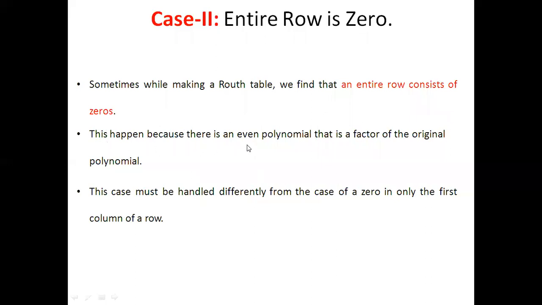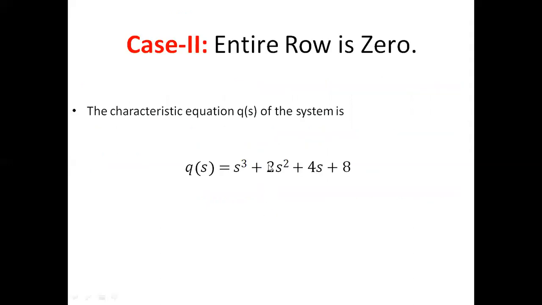This happens because there is an even polynomial that is a factor of the original polynomial. This case must be handled differently from the case of a zero only in the first column of our row. So let us take a characteristic polynomial like that.